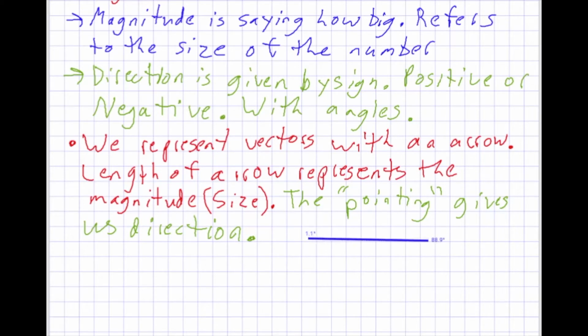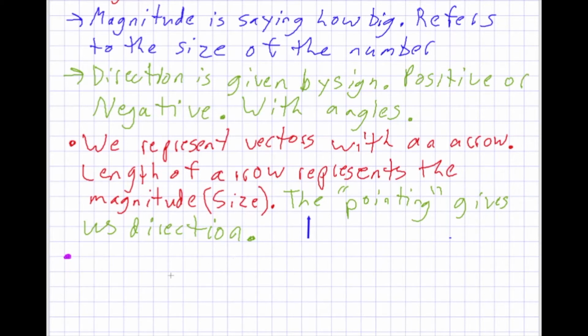So here's a real quick example of this. I have an arrow here. We can tell that it's kind of long and it's pointing to the right. So I would say that my magnitude is the length of this arrow and the direction is the right. Now, if I were to take my arrow and point it upward, I would say that this arrow has a small magnitude because it's a tiny arrow, and its direction is now up.